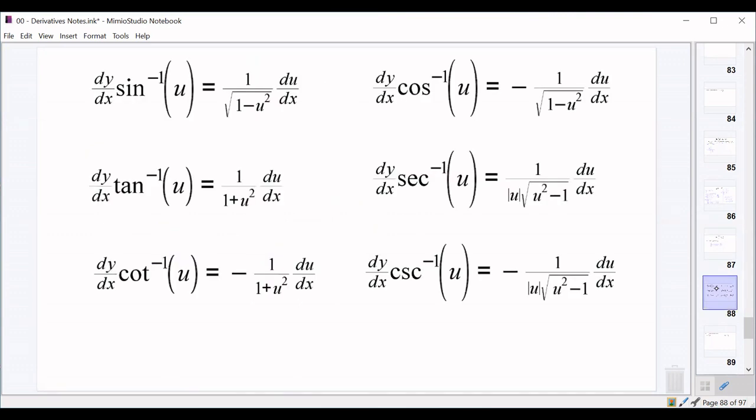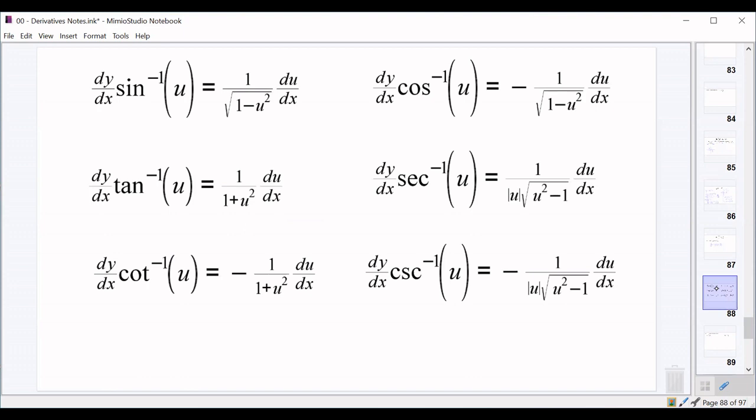The other 5 inverse trig functions' derivatives can be found in basically the same manner that we found the one for the inverse sine of x. So rather than prove them all, I'm just going to provide you guys with the formulas. These are the formulas of each of the inverse trig functions.